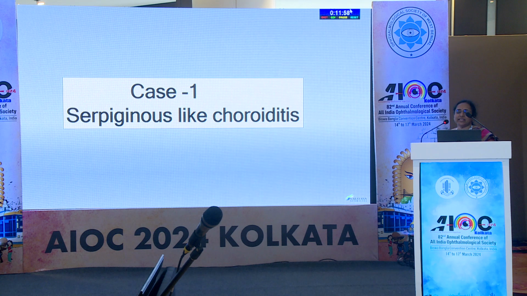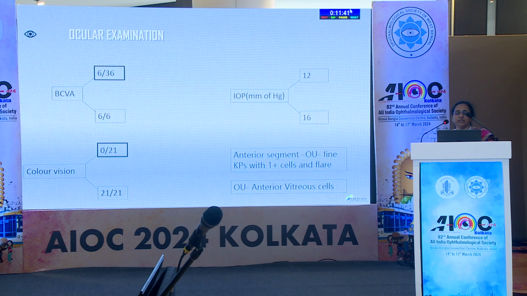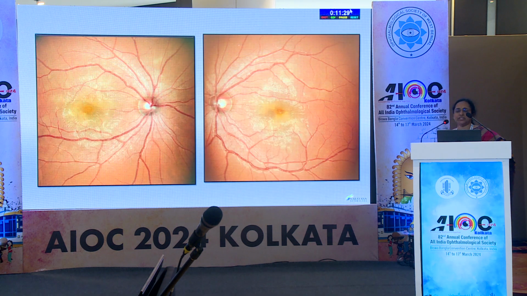The first case is a case of a serpiginous-like choroiditis. Here, a 26-year-old male presented with defective vision in the right eye since 2 days. History of fever of unknown origin, for which he was treated with a short course of antibiotics. This was treated at a center elsewhere, where the visual acuity was 6/36, and the patient had AC reaction and anterior vitreous cells. They also noticed absent color vision in the right eye.